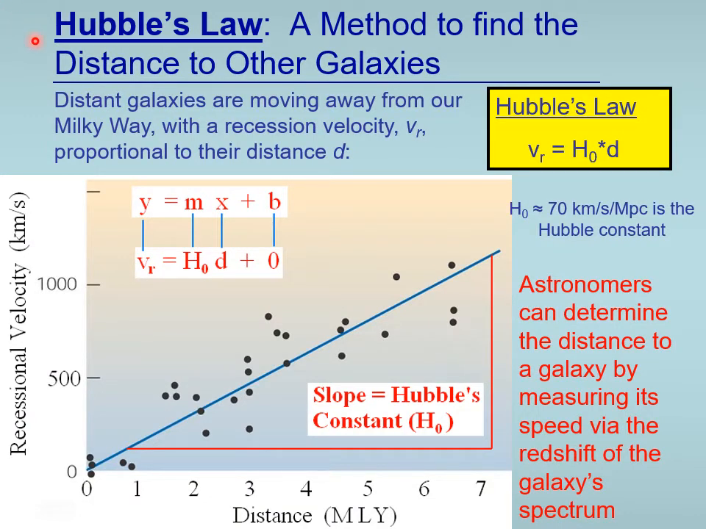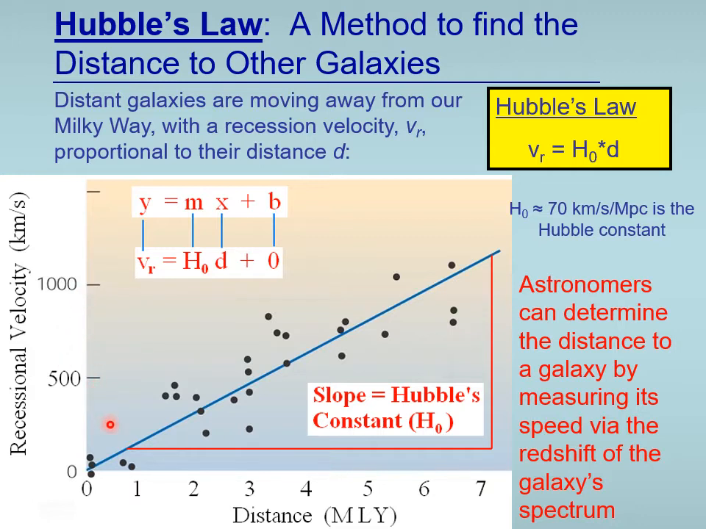So Hubble is famous for the law that's named after him, Hubble's law. It's a powerful method to find the distance to other galaxies. What Hubble did is he made a plot of the speed that a galaxy is moving away from us versus its distance in millions of light years. All right. Now, how did he measure the speed? Well, he used the Doppler effect to measure the shift of the spectra of the galaxy. By doing that, it's sort of an indirect way to figure out how fast galaxies are moving away from us.